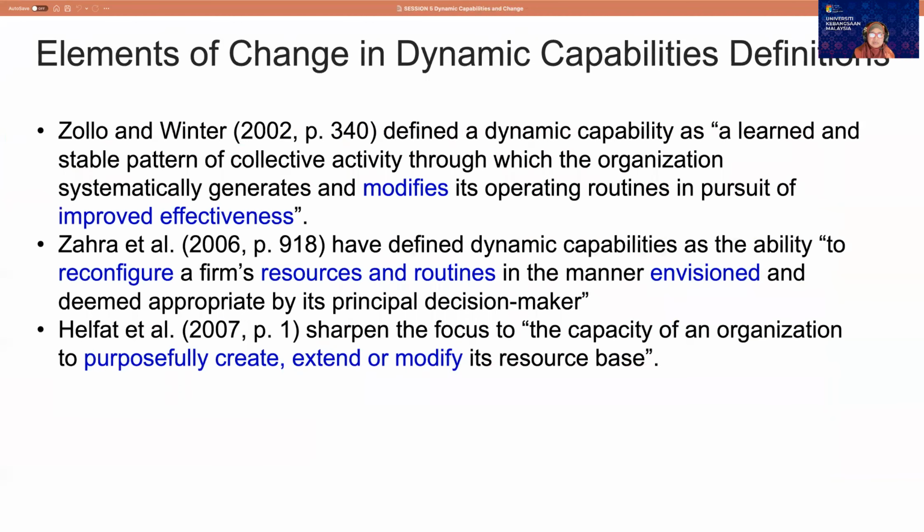All right. So moving from there, what are the elements of change in dynamic capabilities? If you look at Zollo and Winter 2002, they define dynamic capabilities as a learned and stable pattern of collective activity through which the organization systematically generates and modifies its operating routines in pursuit of improved effectiveness. So basically, when changes happen, what you need to do is modify your operating routines.